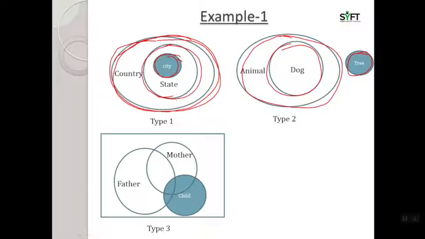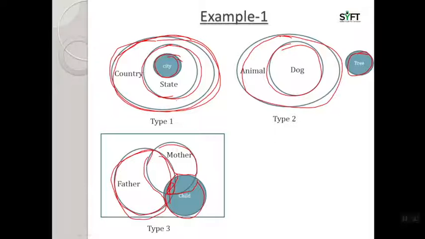There is a third type where three entities are interconnected with each other. I can give you an example. In a family, suppose father, mother, and child. There are certain things that only the father uses, certain things that only the mother uses, certain things that only the child uses, and there are common things that father, mother, and child all use.